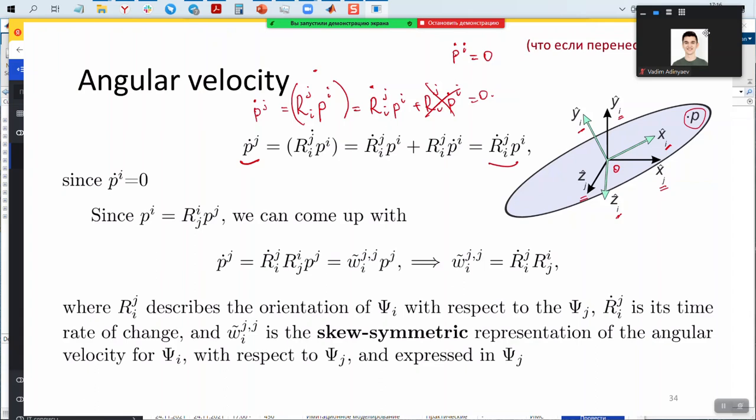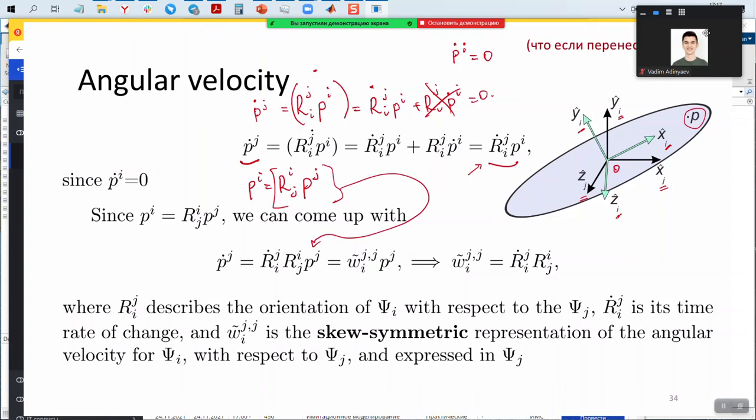And if we put, instead of R_JI, the P_I also equals this term, and we can put it right here.